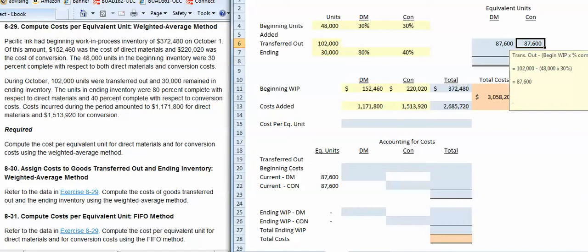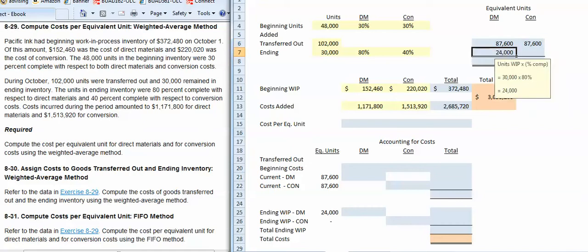All right, for units that are in ending work in process, we're told our ending work in process consists of 30,000 units and they're 80% complete. So the equivalent units would be 24,000 equivalent units for direct materials. For conversion costs, we have a 40% degree of completion, so we'll take our 30,000 units times 40% to get 12,000 equivalent units. Thus, our total equivalent units of production for the period for direct materials is 111,600 units for direct materials and 99,600 equivalent units for conversion costs.